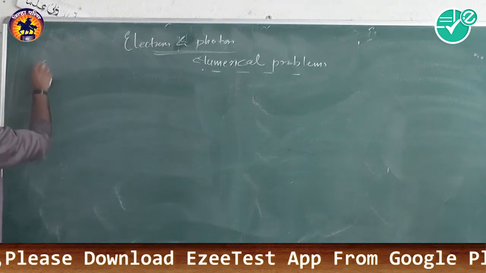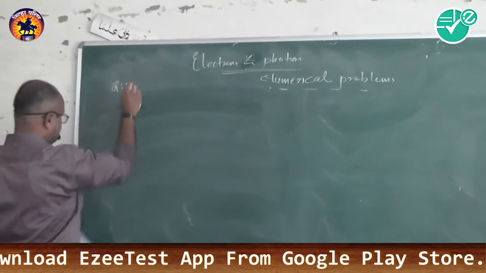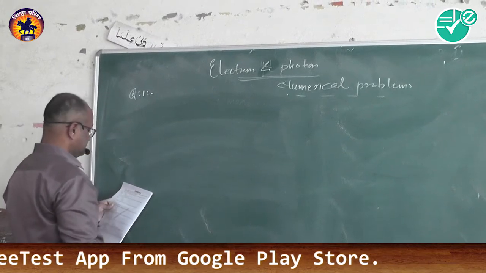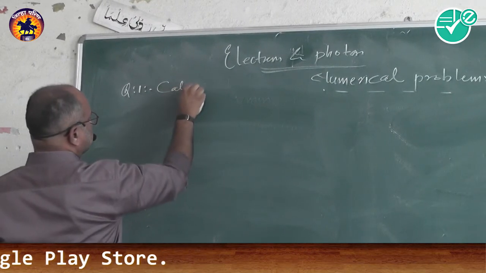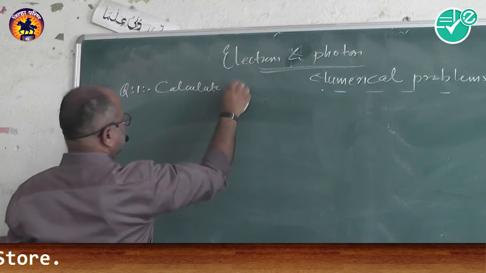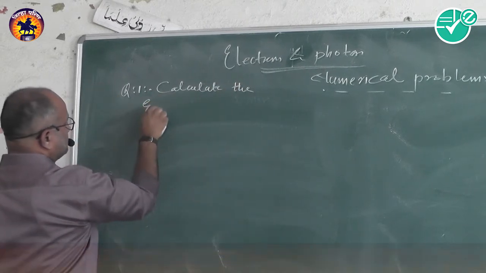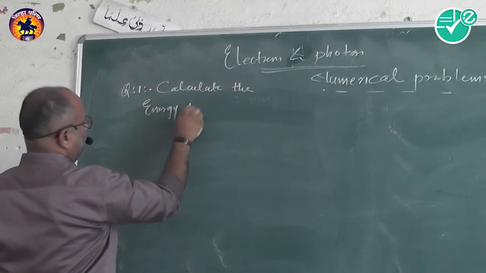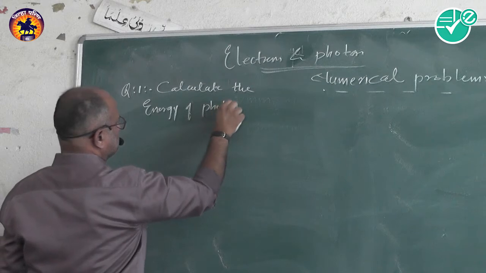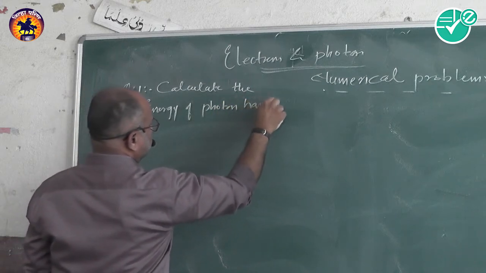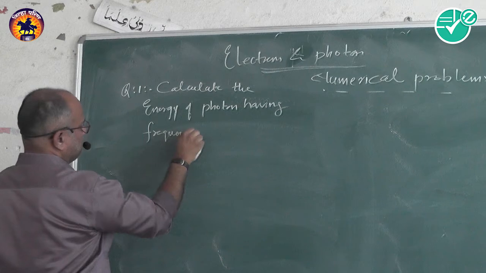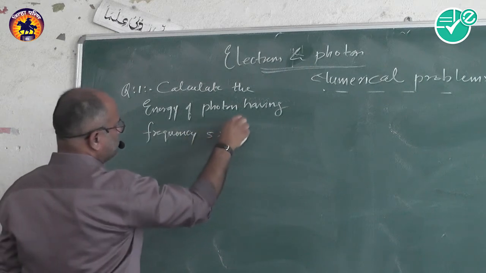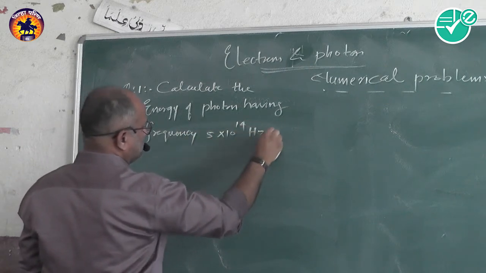Question number 1. Calculate the energy of a photon having frequency 5 into 10 raised to 14 hertz.